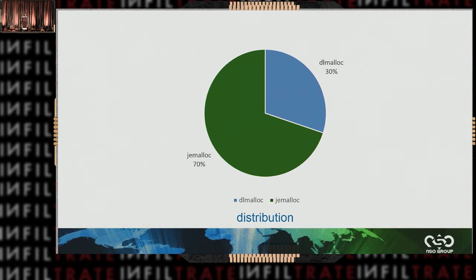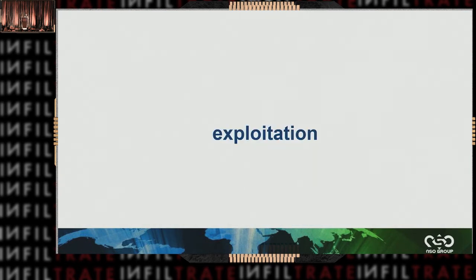For example, certain geographical regions are more likely to have older phones and dlmalloc-based phones than other regions. Let's talk a bit about exploitation. Now that we know how the Android libc allocators work, we can try to determine what we need to do in order to exploit a heap memory corruption or a use after free.